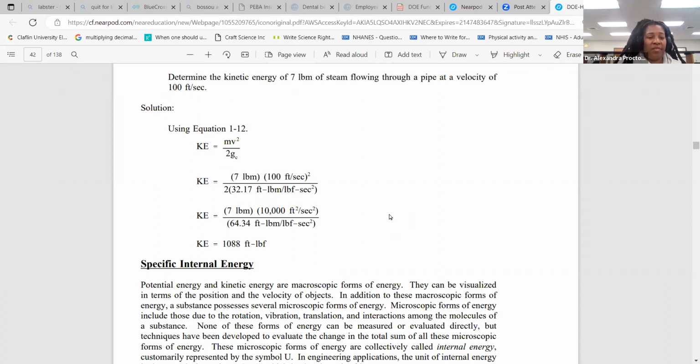Second is about 100. It's supposed to be 100 squared.